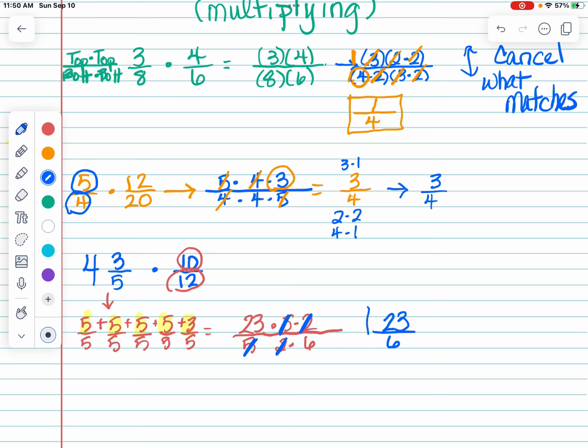Now, in algebra, I'm going to encourage you to keep this as an improper fraction, unless you are dealing with weight, distance, or money.